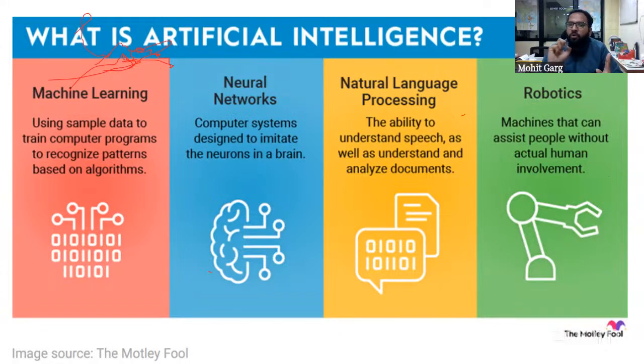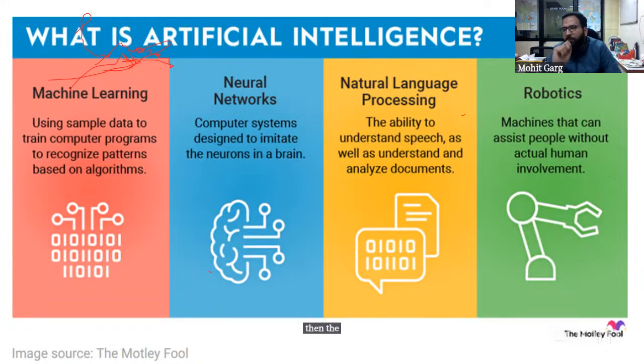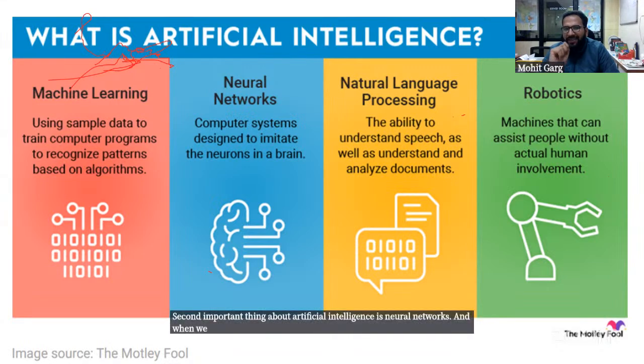Yeah. So that's the important part, that what the apple is. So that is why machine learning is required. Then the second important thing about artificial intelligence is neural networks. And when we talk about neural networks, it is a computer system designed to imitate the neurons in a brain, like what we have in our brain.